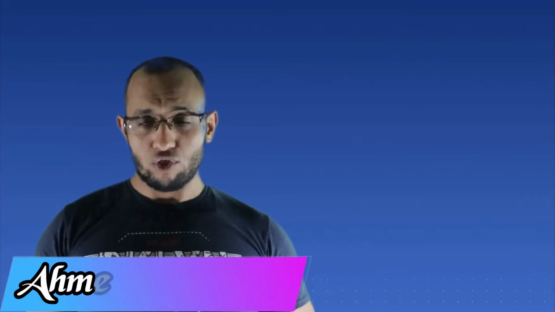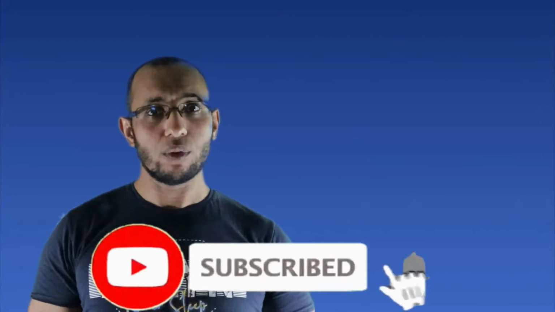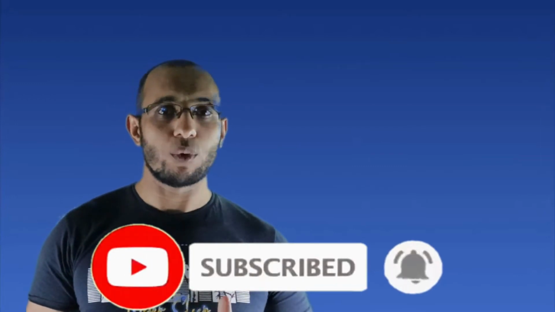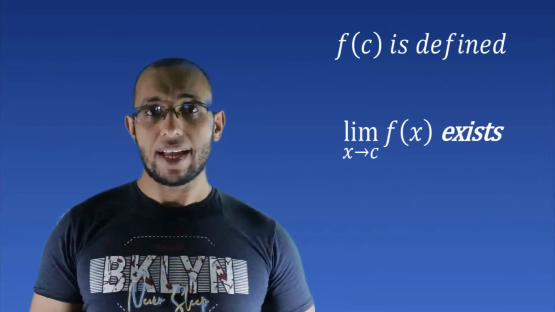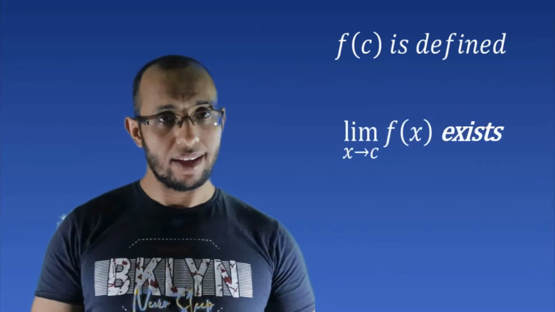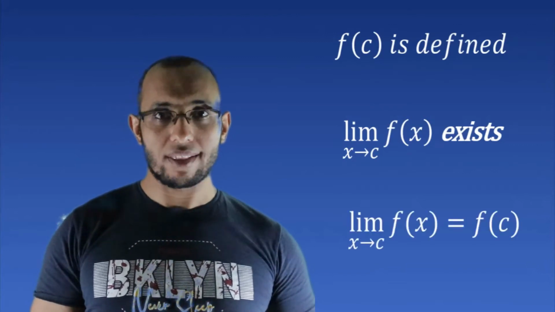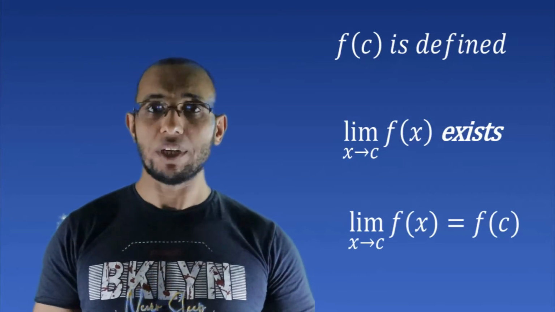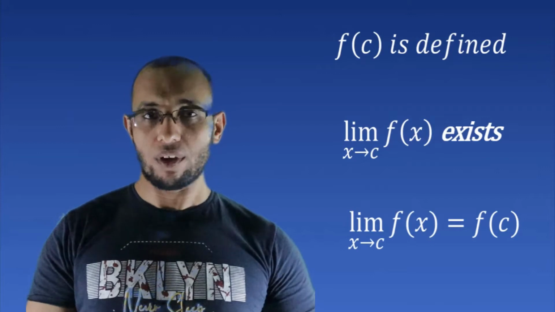The intuitive definition of continuity is: the function is continuous over an interval if its graph can be traced without lifting the pencil from the paper. The function is continuous at x equals c, for example, if the following conditions are satisfied. Number 1, f of c is defined. Number 2, the limit as x approaches c of f of x exists. Number 3, the limit as x approaches c of f of x is equal to f of c. That means the limit is equal to the value of the function.